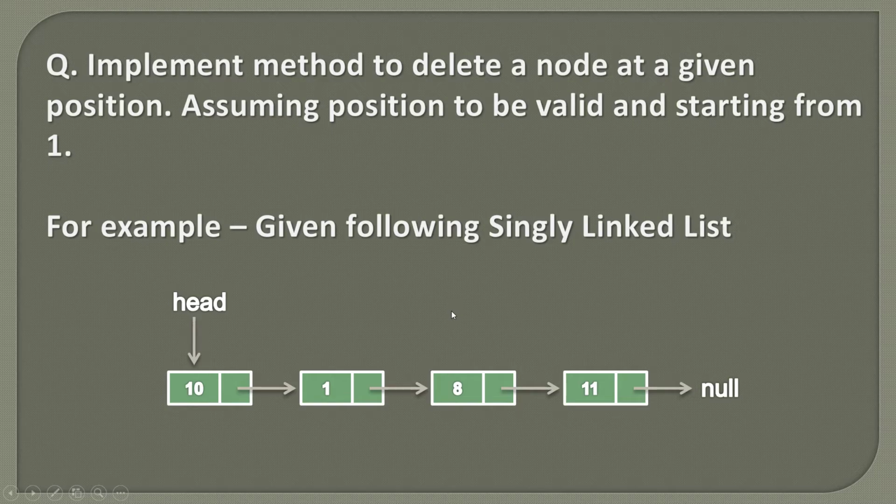And let's say we want to delete position 3. So this is position 1, position 2, position 3. So this is the node which we want to delete. And we are assuming the position to be valid here. So let's say if our singly linked list has 4 nodes, and if we pass position as 6, then either we need to throw an exception or we can assign the position a value which points to the last node of the singly linked list. So based on these two assumptions, let's see the algorithm.